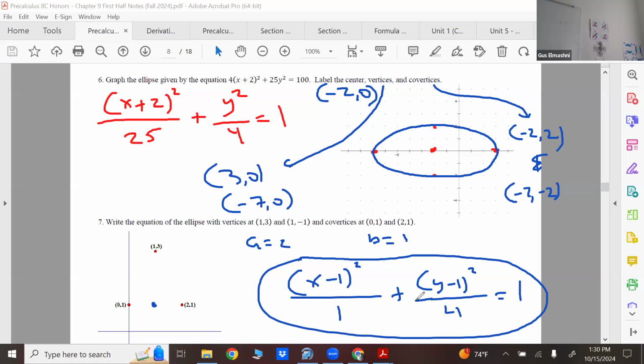Vertices make sense. Co-vertices should make sense too. You're going 2 up, 2 down from the center. And yeah, the center's -2, so that should be fine. For 7, you're going 2 up, 2 down, so the major axis is vertical. You're only 1 left, 1 right. Center's at 1, 1. Yeah, we're okay with that.